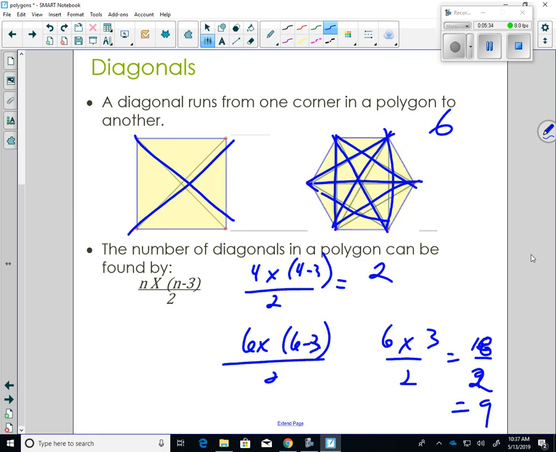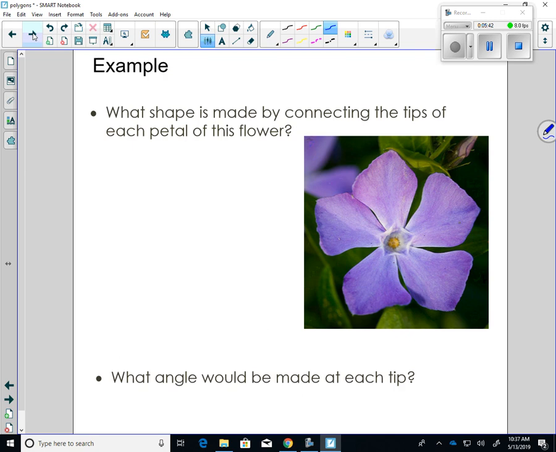Are we all good? There's a couple of examples here. Everyone good? Staying with us? Okay, so here's an example. What shape is made by connecting the tips of each petal of this flower? So you guys have the picture there. I'm going to draw in red so you can see here. So if we connect the tips, well, there's 10 sides, but we're only connecting the tips. So that is 5-sided.